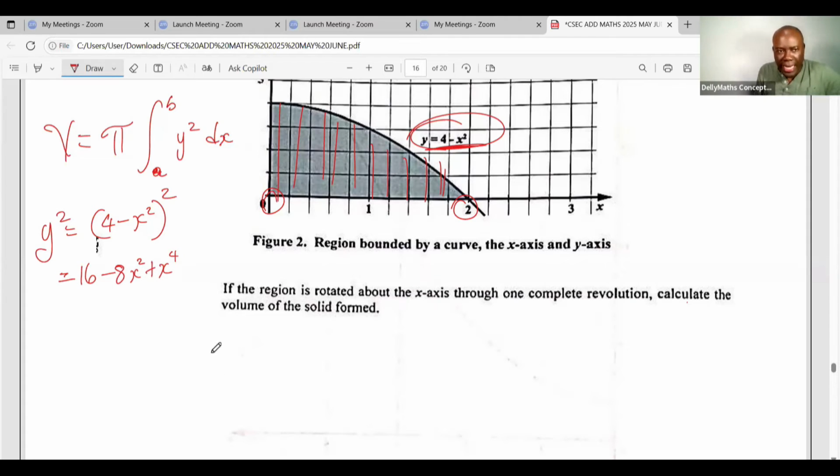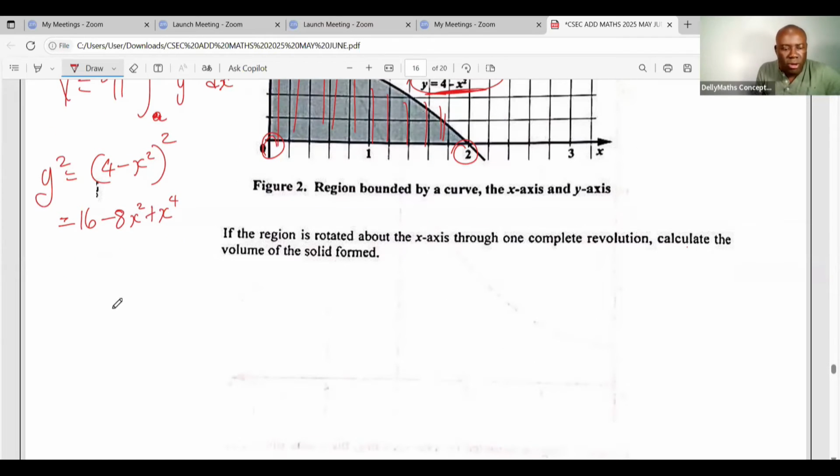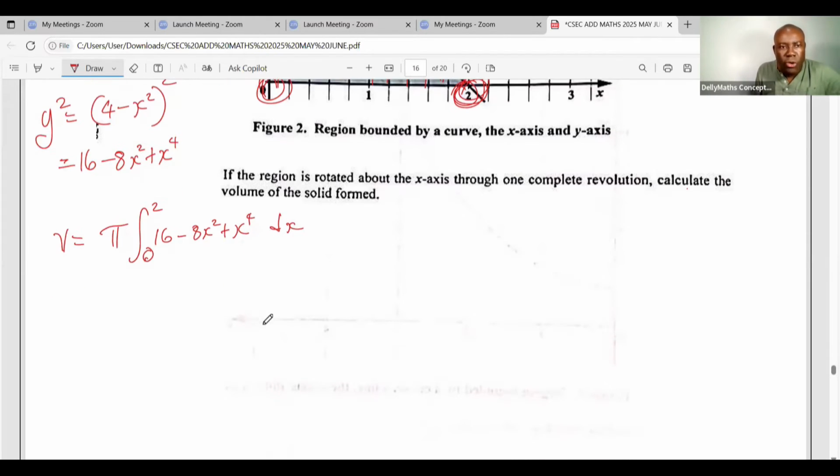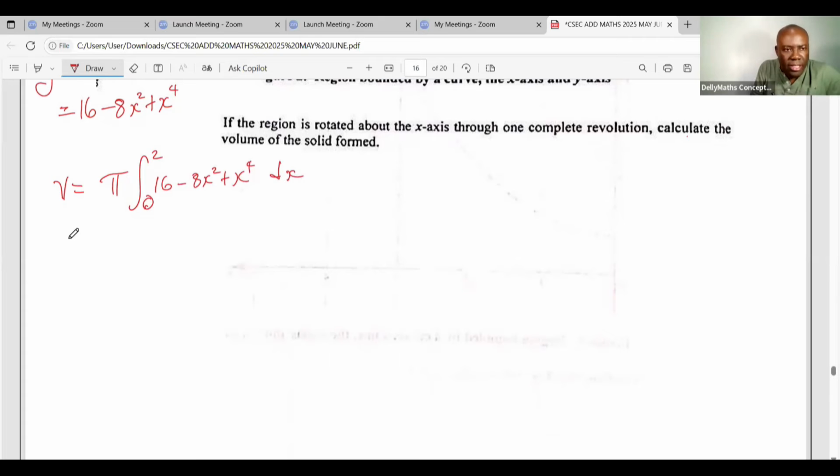So we're going to utilize this in the formula for volume, because volume can be found by taking this. It's going to be pi, and we're moving from 0 to 2 because we're moving from here to here. Those are our limits, 0 to 2. And y squared is 16 minus 8x squared plus x to the fourth, dx. So that's what we're actually doing. We're just going to integrate, so let us integrate this.